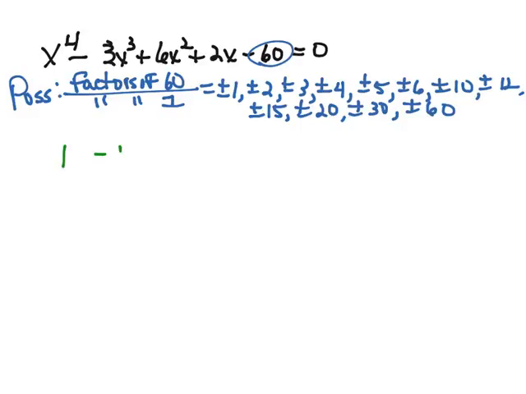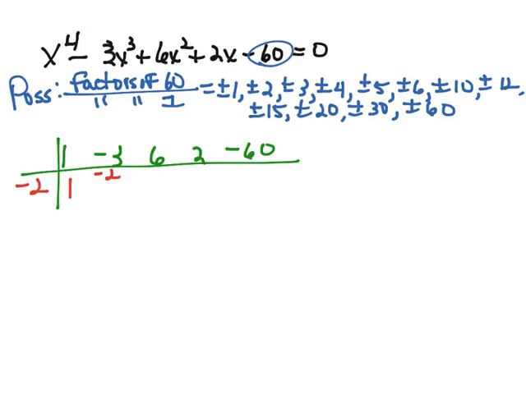We have 1, negative 3, 6, 2, negative 60. And we'll start going through our list till we find one that works. I think the first one that does work is negative 2. So I'm going to bring my 1 straight down. Negative 2 times 1 is negative 2. Negative 3 plus negative 2 is negative 5. Negative 2 times negative 5 is 10. 6 plus 10 is 16.